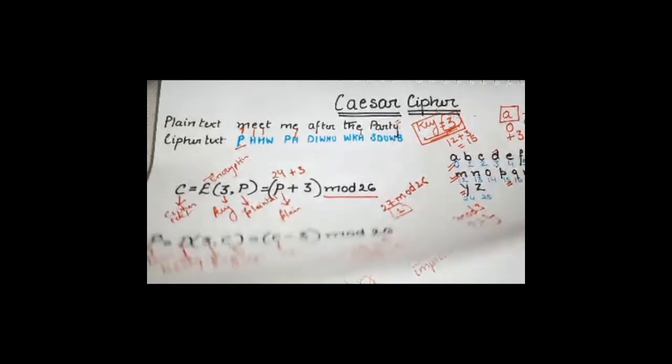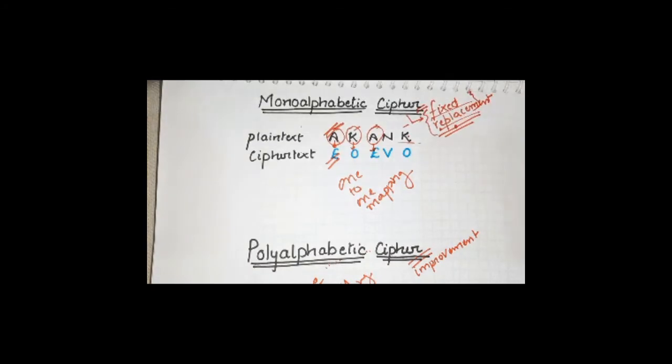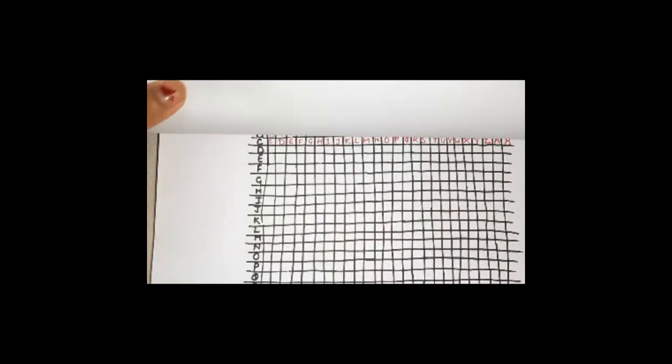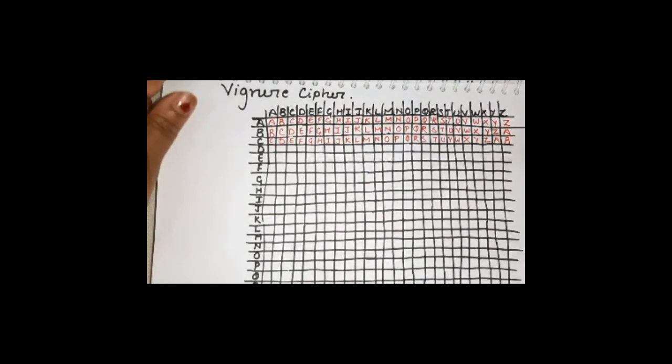Okay, so the question that would be coming into your mind is, what is the example for polyalphabetic cipher? I haven't discussed any example for polyalphabetic cipher yet, but the next type of technique that we're going to discuss is a polyalphabetic technique.